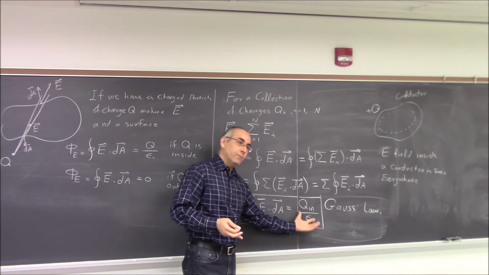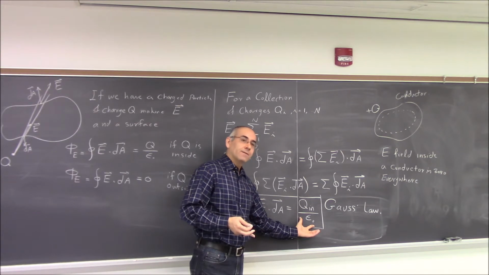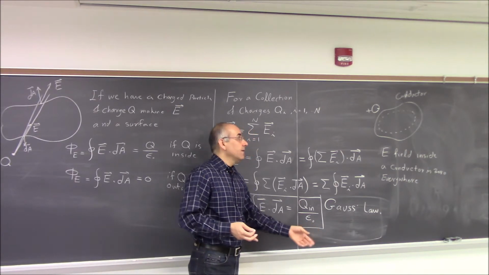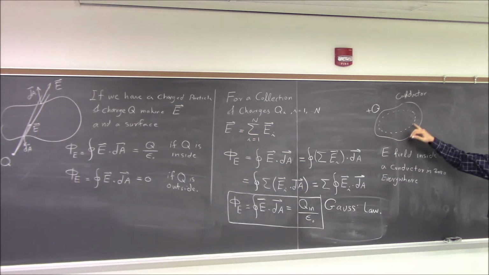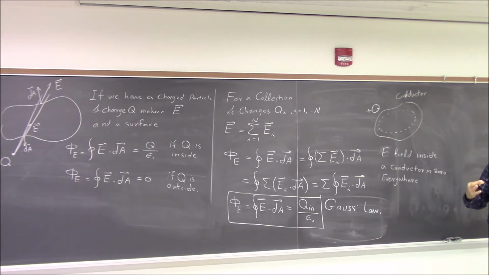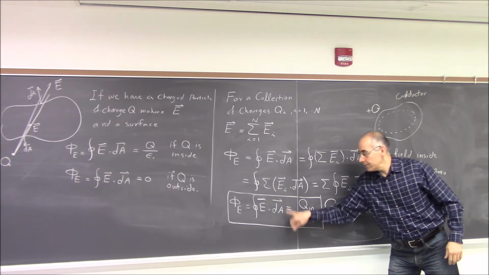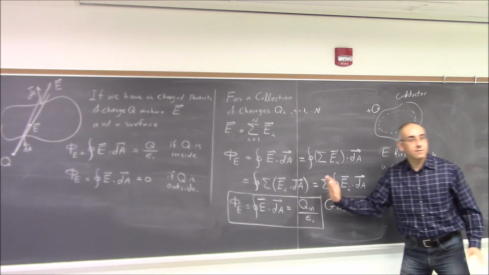What does that tell you about the charge inside? Zero. It means that as long as all of the surface is inside the conductor, Gauss law tells you that there is no net charge inside that surface. Does it make sense? Because the electric field is zero, the integral is zero, therefore Q inside is zero.